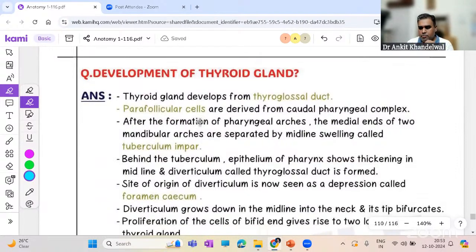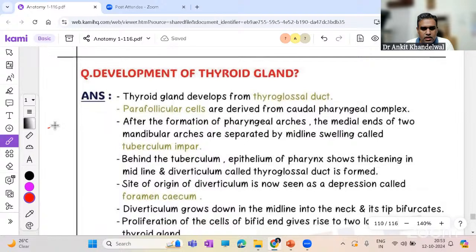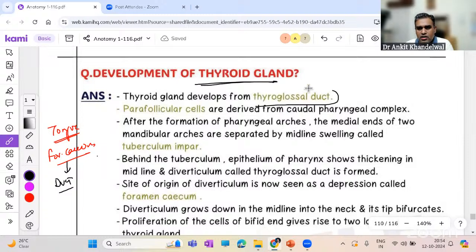Yesterday, in the previous session, I gave you a question. When we were discussing the development of the tongue, there came a term known as foramen cecum. I asked you, can you tell me which structure the duct arising from the foramen cecum gives rise to? The answer over here is thyroid gland. It develops from this thyroglossal duct.